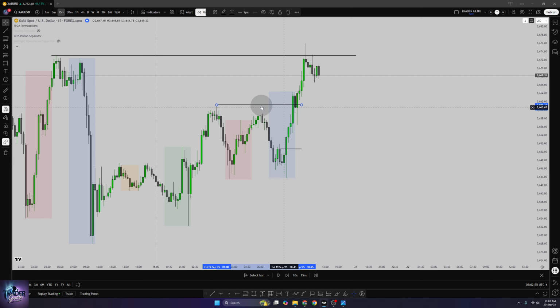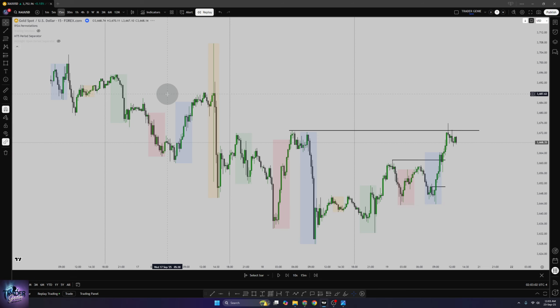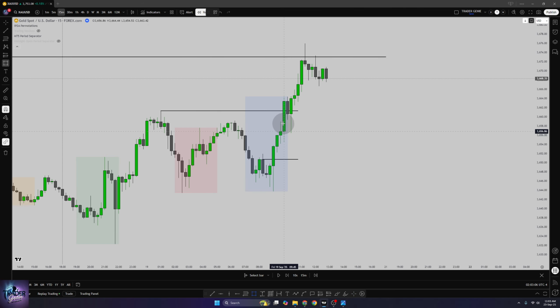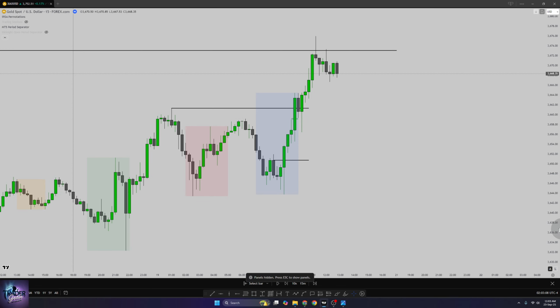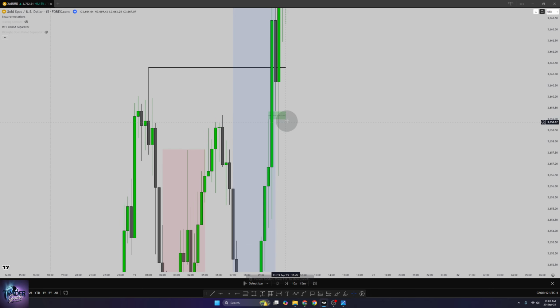Price broke above this high. It's a closing, not a sweep. So indicating we might sweep another buy side liquidity, which is previous day high. At this moment in time, I can see this very small fair value gap, a tiny fair value gap, but it's still a fair value gap.